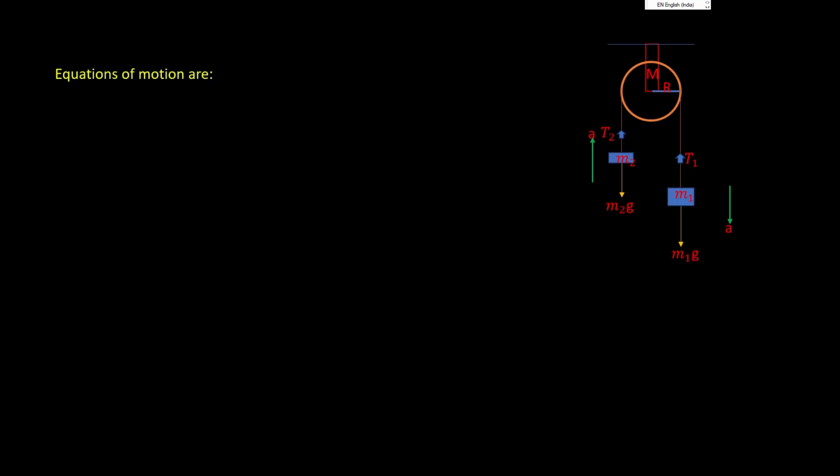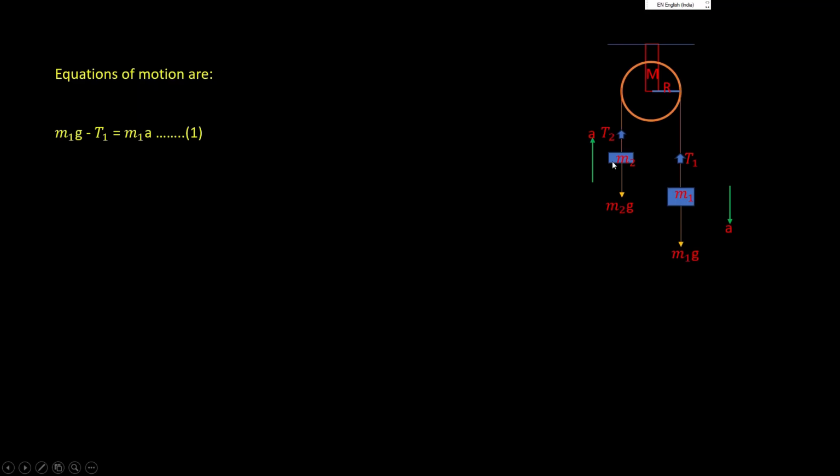Now we write down the equations of motion. We consider mass m1. Here the resultant force is m1g minus T1 because m1g is dominating in nature here, and we equate this to m1 into a. So write down m1g minus T1 equals m1 into a.